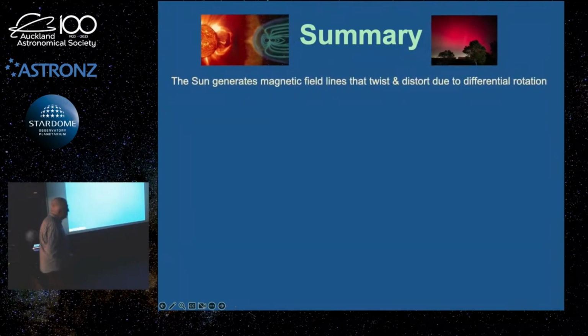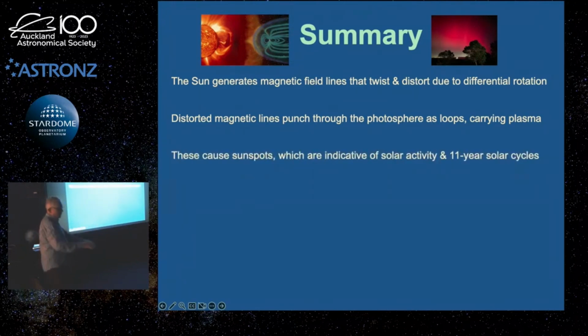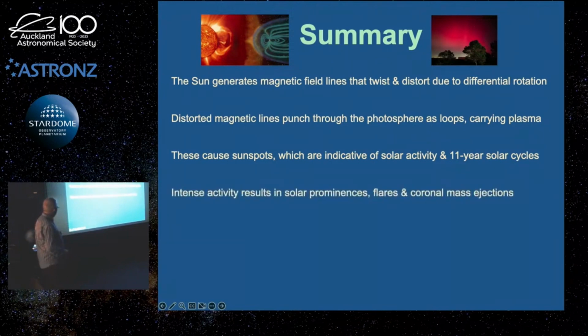Okay, so the sun generates magnetic field lines, vertical ones, that get twisted and distorted due to differential rotation, which is all because of the fluid behaviour of that less dense outer convection layer. Those distorted magnetic lines that get twisted up like a rubber band go up perpendicular into loops and punch through the photosphere, carrying plasma with them. These then suppress the plasma down below them and create these darker sunspots. And the sunspots are very indicative of solar activity in general, which of course the sun goes through in 11-year cycles.